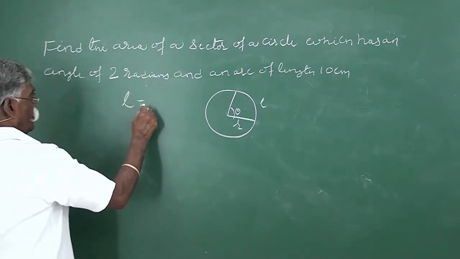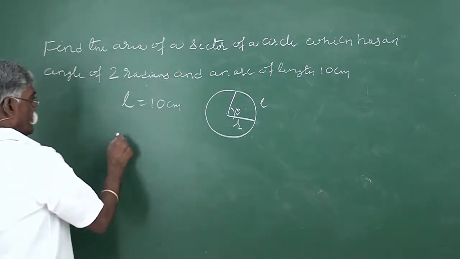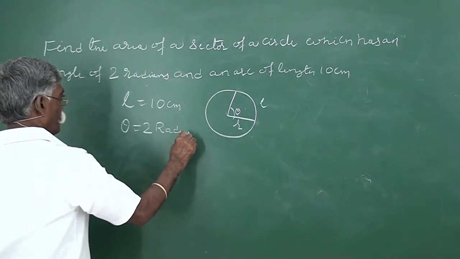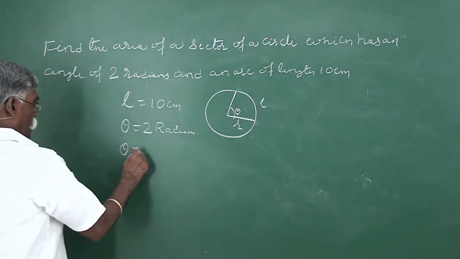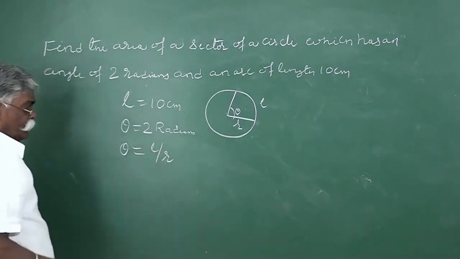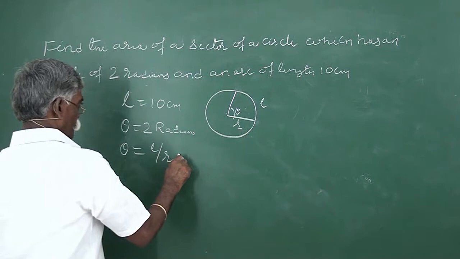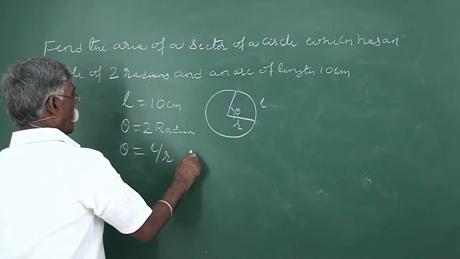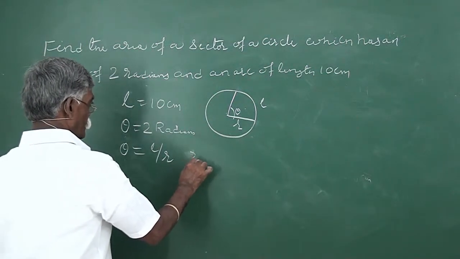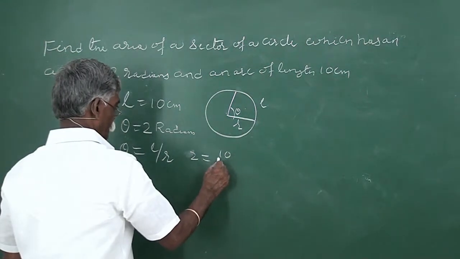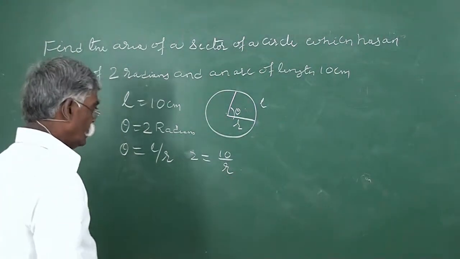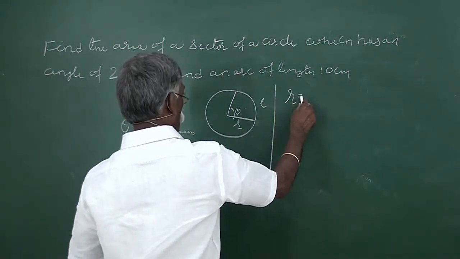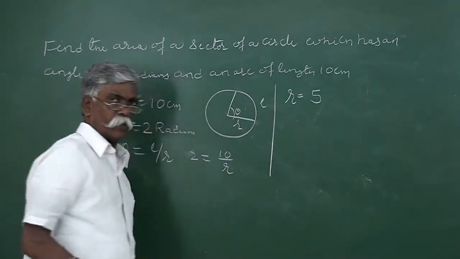Here L is equal to 10 centimeters, given, and theta is equal to 2 radians, and theta in radians is L by R. According to this, L is equal to R theta, so 2 radians is equal to 10 by R. Therefore, R is equal to 5.